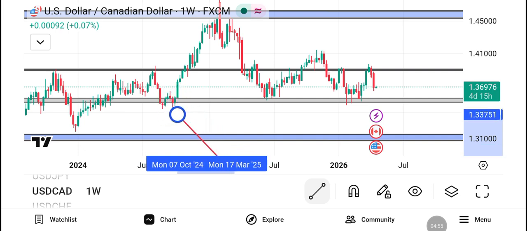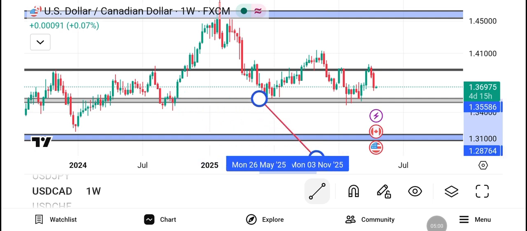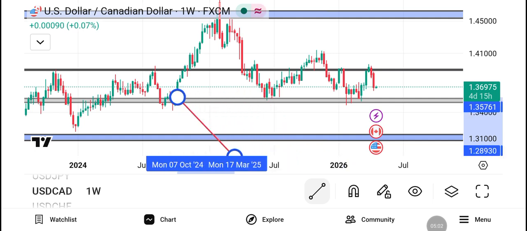Okay, this is a weekly demand zone. This is the weekly demand zone. When the market touches this place, you can look at this particular part. You can see this is a weekly candlestick, and when the market reacts to it, how do we identify a demand zone?